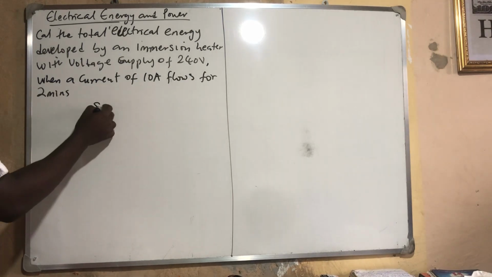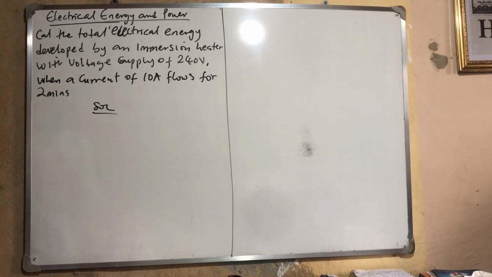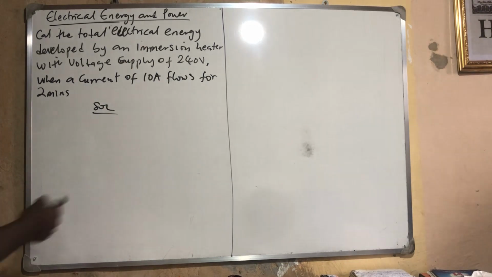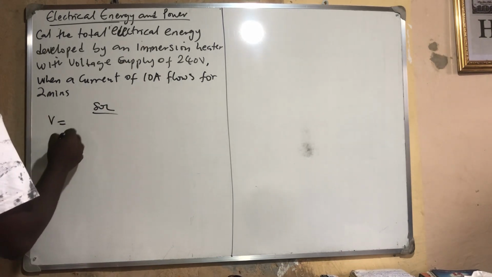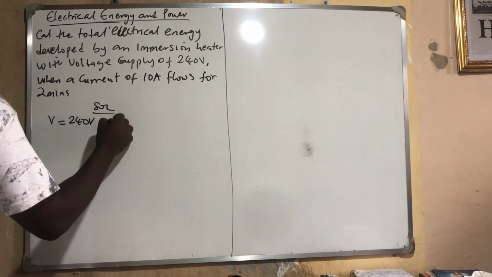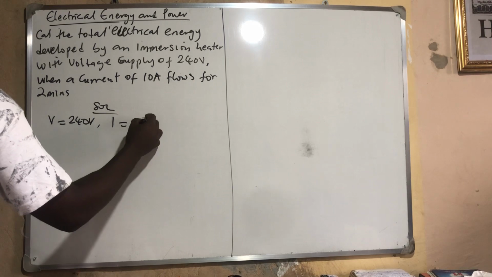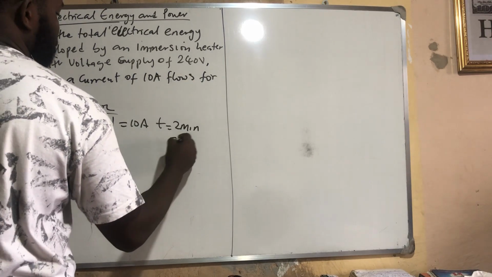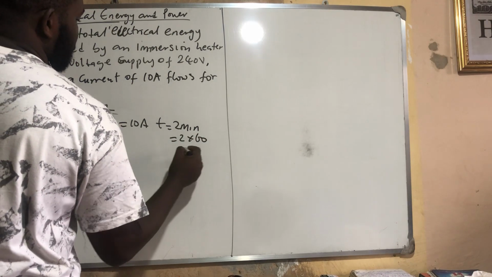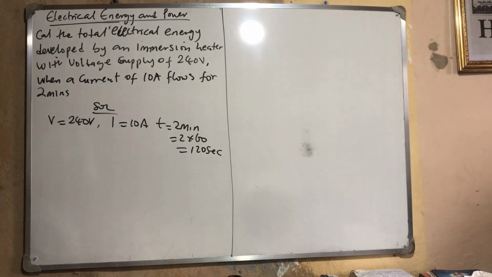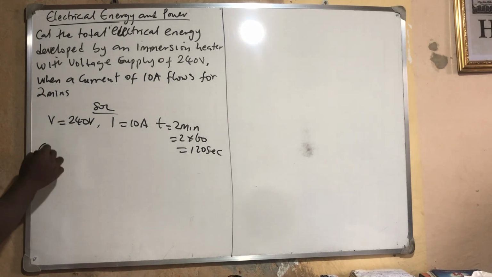So I forgot to tell you that work done or energy is measured in joules, while power is measured in watts. Please don't forget. Okay, so let us bring out our parameters. They gave us V is equal to 240 volts, I is equal to 10 amperes, and T is 2 minutes, which is 2 times 60, which is 120 seconds.